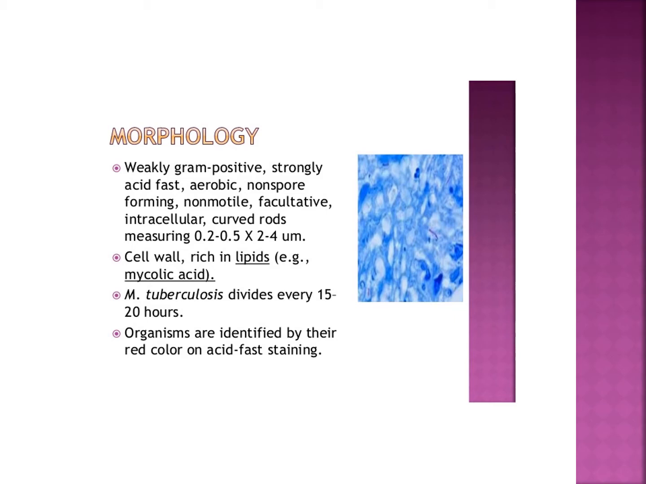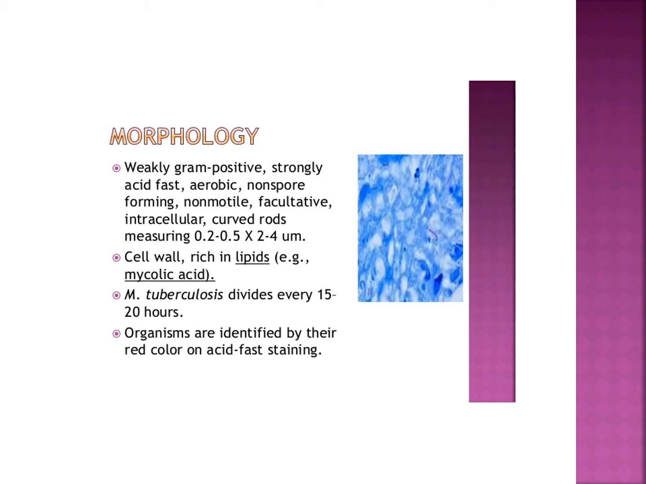Mycobacterium tuberculosis, the causative organism, is gram-positive and strongly acid-fast in character, which helps in the staining and diagnosis of Mycobacterium tuberculosis on histopathology. It is aerobic, non-spore forming, non-motile, and a facultative intracellular curved rod. These are the characteristics of this organism, and the cell wall is rich in lipids and mycolic acid, which is a reason for long-term treatment or sometimes resistance to the conventional anti-tuberculous drugs.